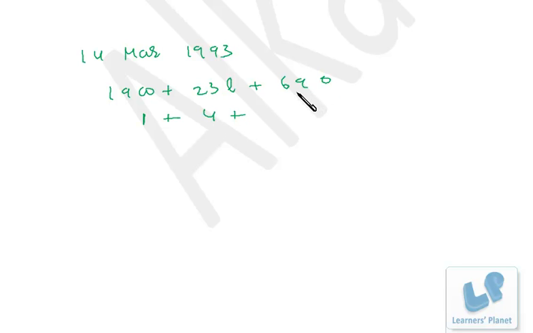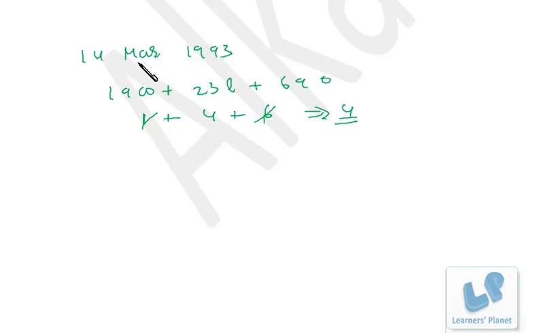69 ordinary years, so 69 odd days divided by 7. So 63, 6 will be the remainder. So 6 and 4, 10 and 1, 11 divided by 7. Final remainder is just 4. So there are 4 odd days.